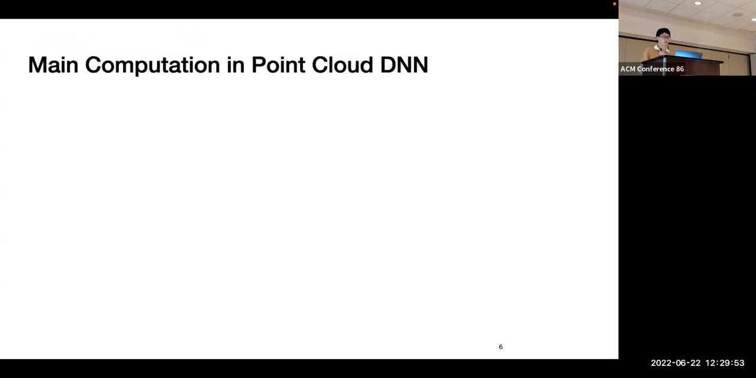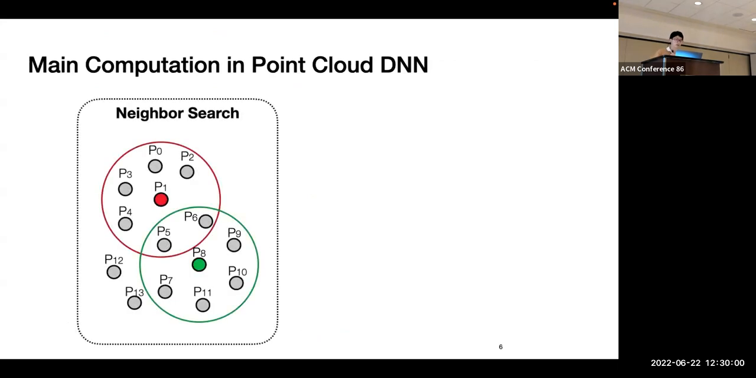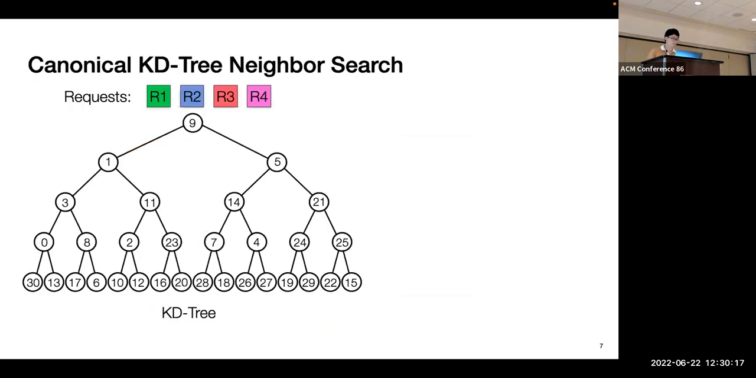On the other hand, the computation in point cloud DNNs is different. In point cloud DNNs, each layer will first perform neighbor search to find nearest neighbors for each query point, and then gather the neighbor features and perform MLP operations in feature computation. Both operations will introduce irregular memory access, and I'm going to talk about them in detail next. First, let me explain the neighbor search. Exhaustive neighbor search does come with a regular memory access pattern, but KD tree search is a far more efficient way to find nearest neighbors in a point cloud.